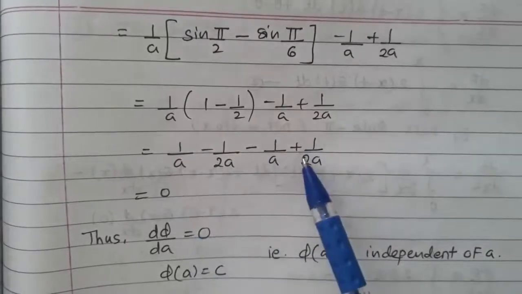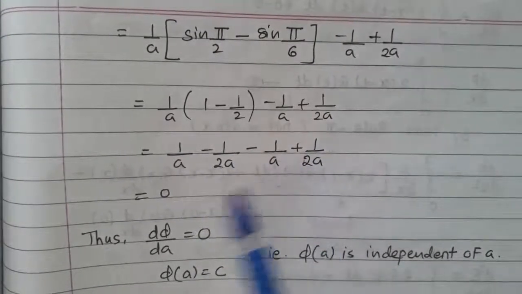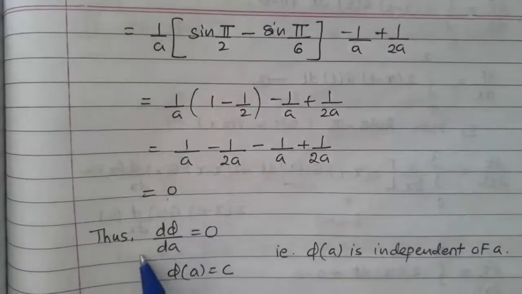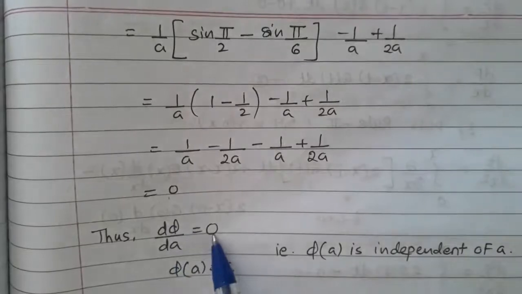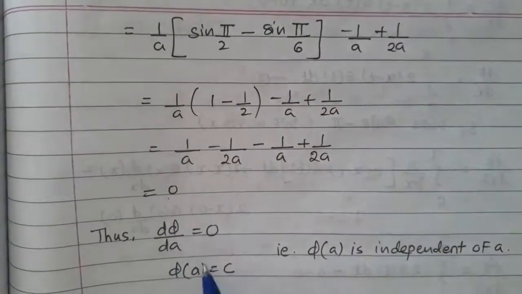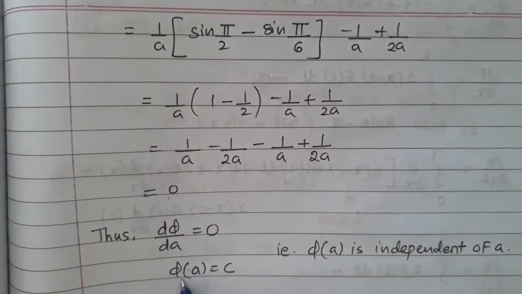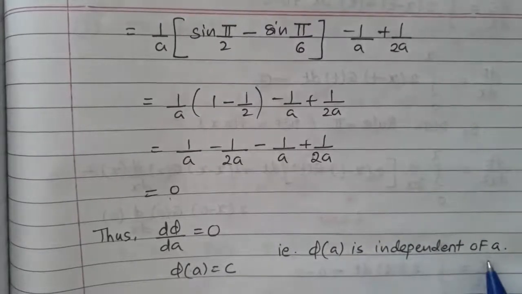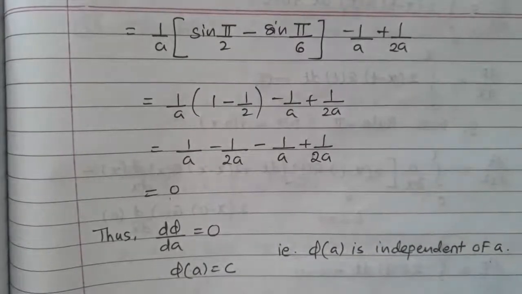So alternate negative signs and the same terms exist here, so the sum of all the terms is equal to 0. Thus dφ/da is equal to 0. If you observe that, if you integrate on both sides, φ(a) becomes c, that means this φ(a) is totally independent of a.